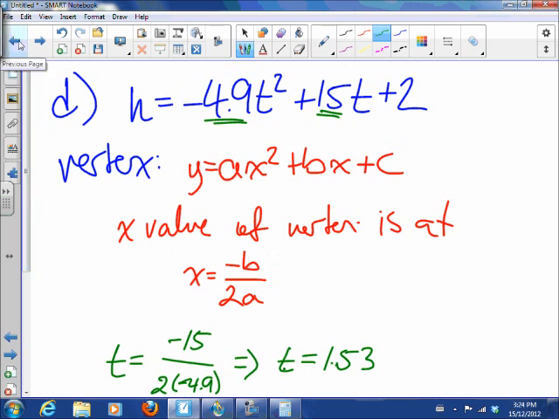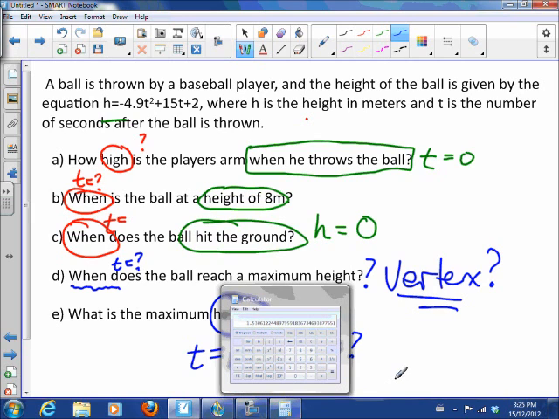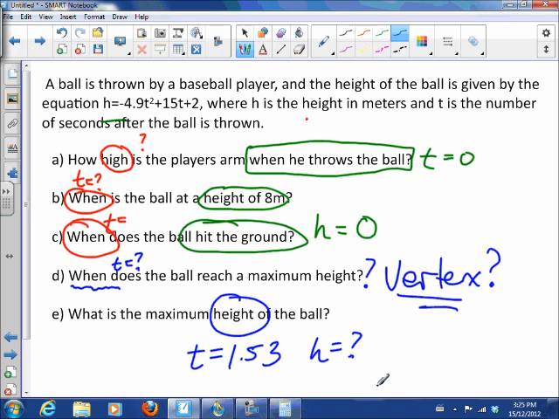Now the last question says, what's the maximum height? So now we're asked for the height. Well, we know when the maximum height happens. So we actually know that t is equal to 1.53. Okay? We're looking for h. So all you have to do is sub that in and find out what the height is. So that's another thing that I'm going to ask you to calculate on your own and bring to class.